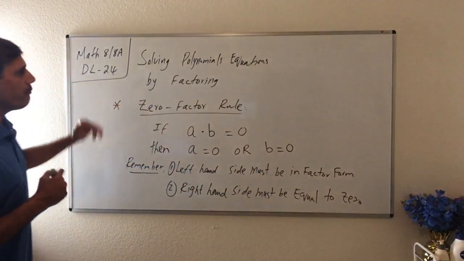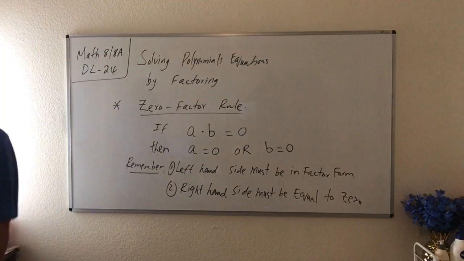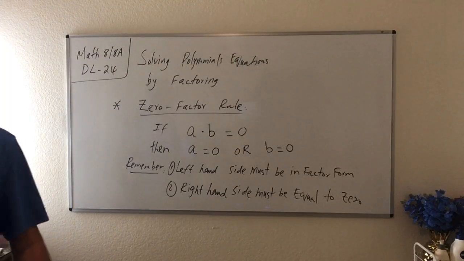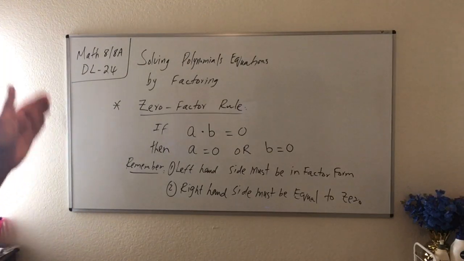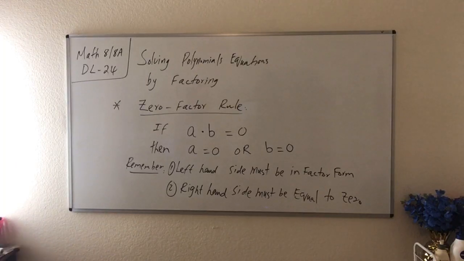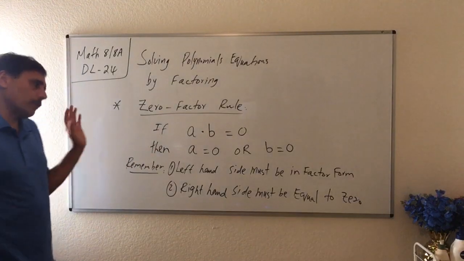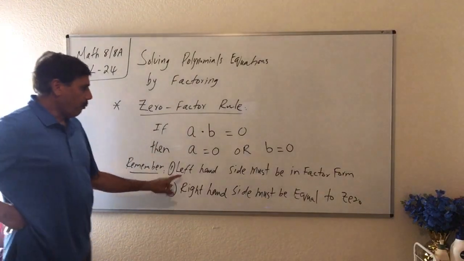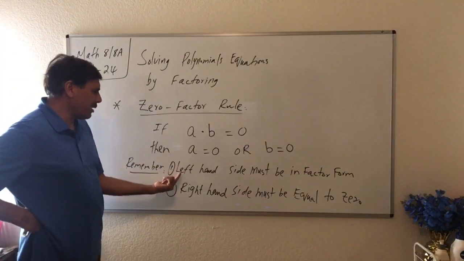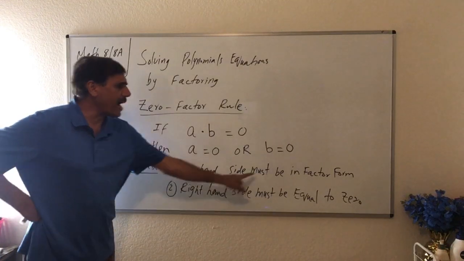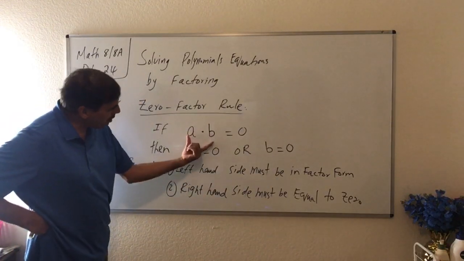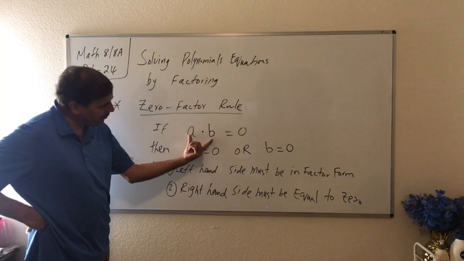Keep in mind, when you solve polynomial equations by factoring, we need to use the zero factor rule. Some books call it the zero factor property. Zero factor rule and zero product rule are the same thing, because product is the same as the factors. The condition is that we can only use this rule if one side, say the left-hand side, is in factored format. Remember, this one must be in factored format.